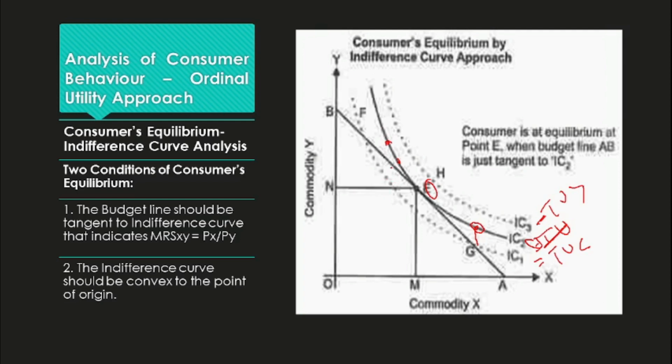So why does the IC curve make the consumer indifferent towards various combinations? The consumer is getting the same amount of happiness or satisfaction from whichever combination he uses. So he is happy either way. That's why it is said that he is indifferent. So the IC curve and the budget line together decide the consumer's equilibrium in the case of the ordinal utility approach.